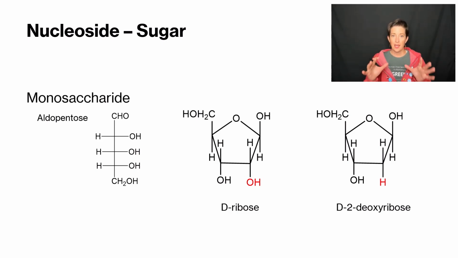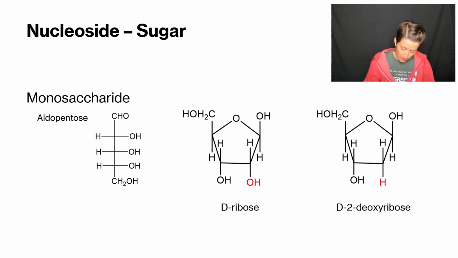Now we're going to look at attaching our new nitrogen spaces to the sugar group. So the sugar that we are using is ribose. I know it's been a while, but bear with me. Because it's a single ribose molecule, it is a monosaccharide.